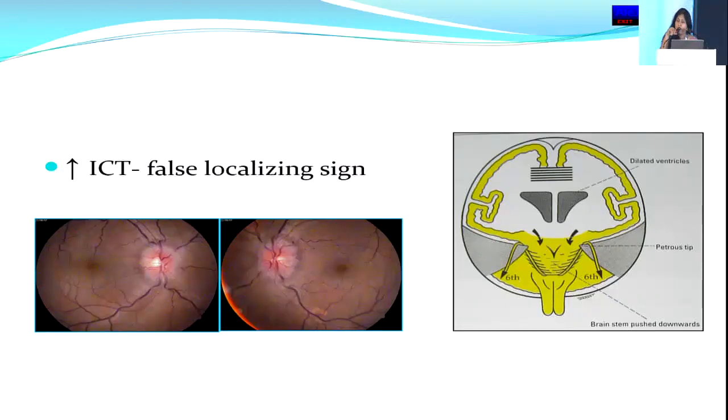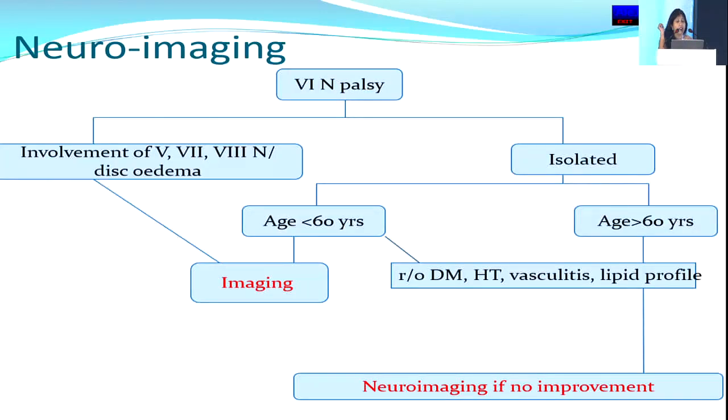Next, it could be a false localizing sign in cases of raised ICT. So how do you neuroimage these patients? Depending on the age of the patient, the risk factors, the involvement of other cranial nerves and other neurological features, you have to image the patients. But if the patient is old enough and you know that it's probably a microvascular occlusion, you may choose not to image.